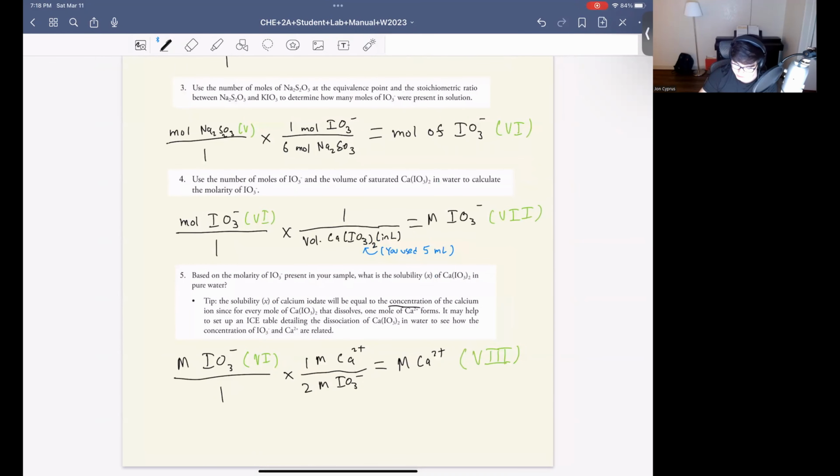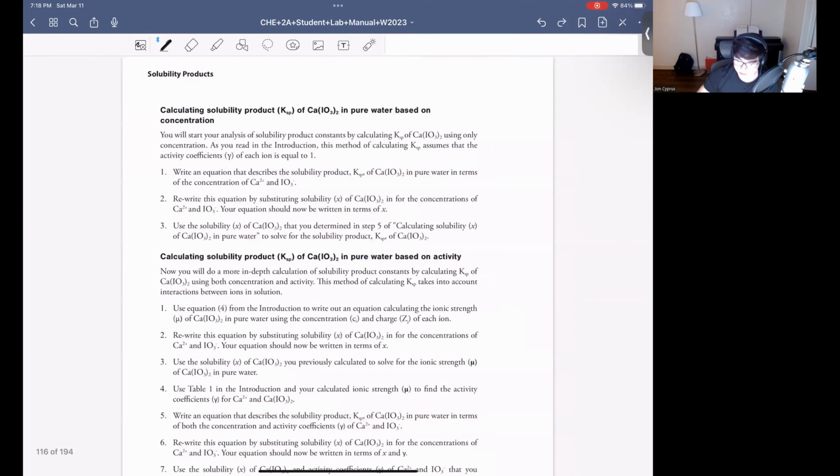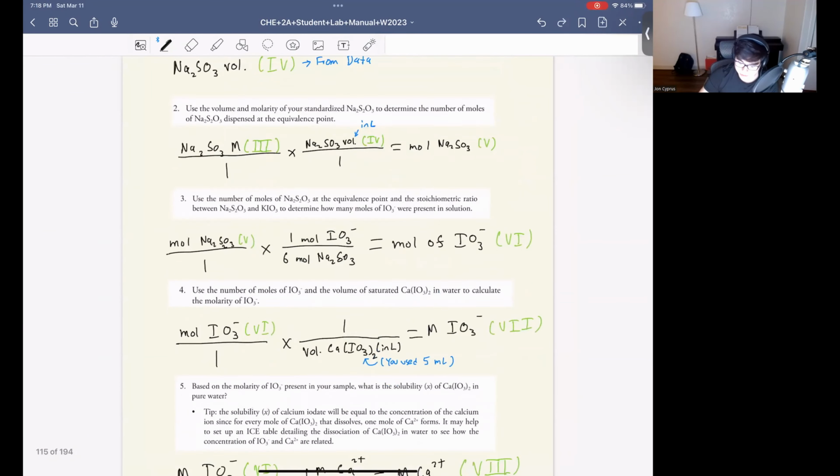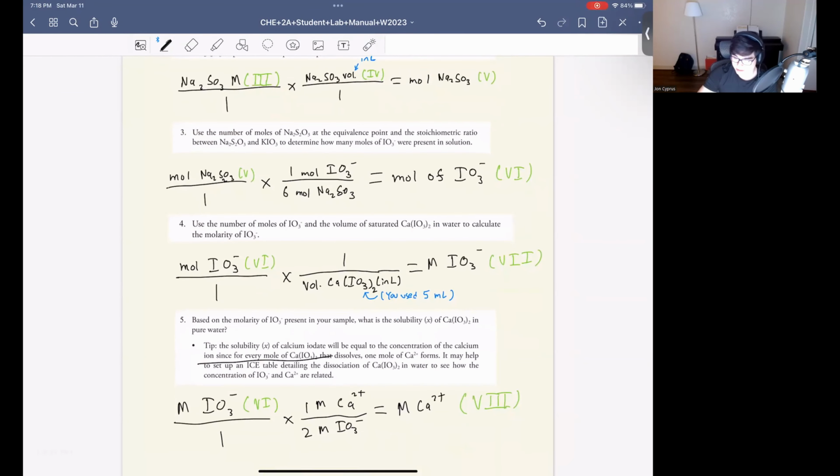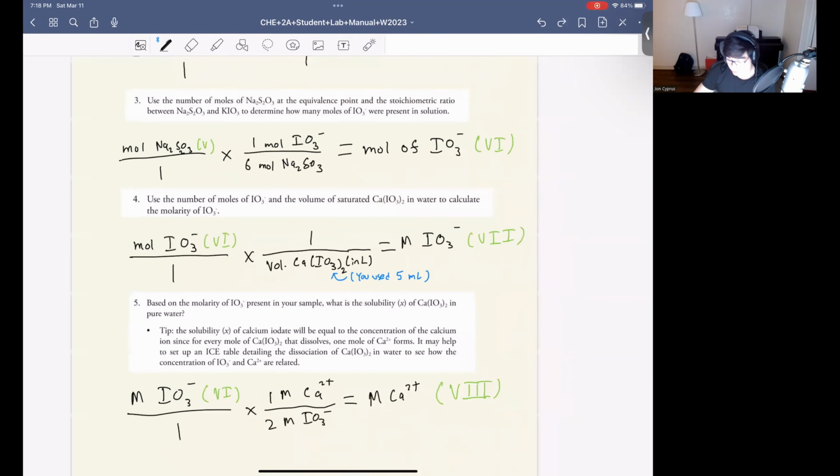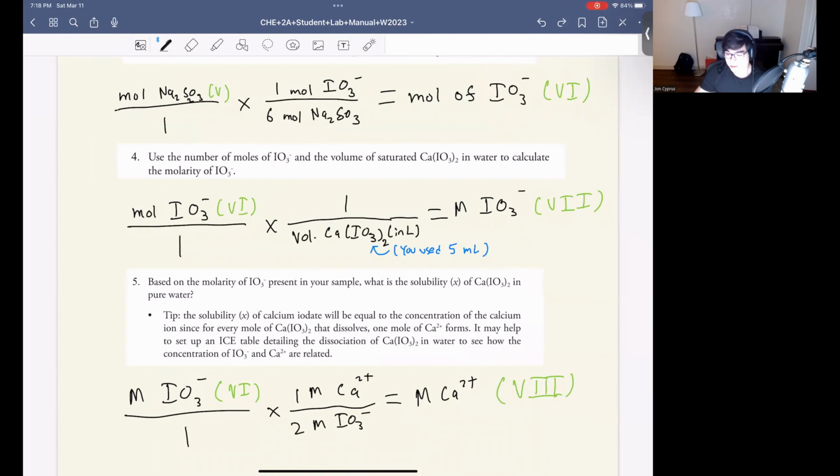And they actually do mention it here, right? The concentration of the calcium ion. It's based on for every 1 mole dissolving, as they say here. So that's why you want to find calcium, right? Because it's in a 1-to-1 ratio with calcium iodate, but calcium is in a 1-to-2 ratio with iodate.